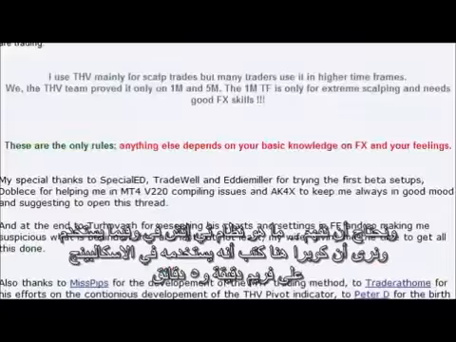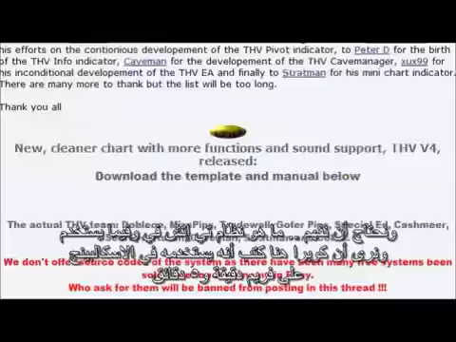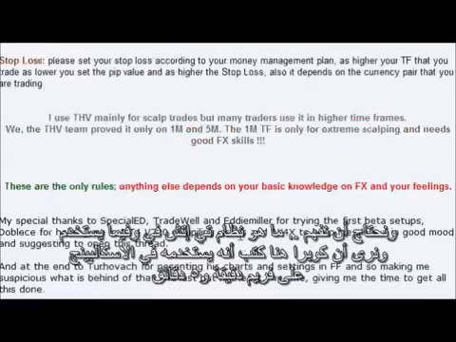What you need to understand about THV is, if we just go down and have a bit of a look and see what Cobra says about THV. Okay, Cobra says here, I use THV mainly for scalp trades. What are scalp trades? Scalp trades are trades of very short duration. Typically people will be on the M1 and M5 time frame.